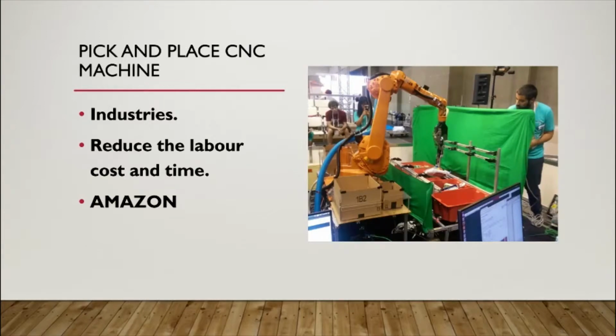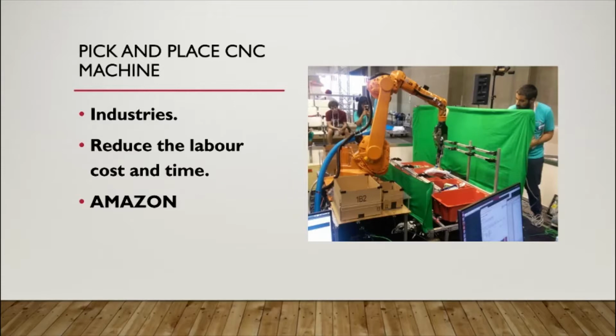The last one is the pick and place CNC machine. According to its name, this machine picks a thing from one place and puts it in another place. It is mostly used in industries, because in industries there are very heavy products which need to be picked and placed somewhere else. So, to reduce labor cost and time, this machine is mostly used in industries.